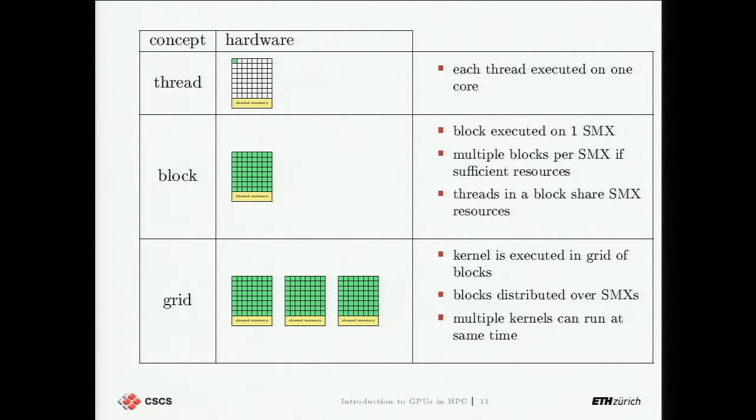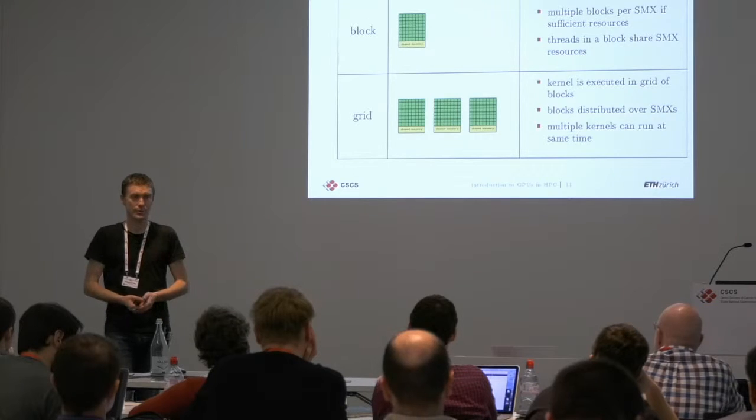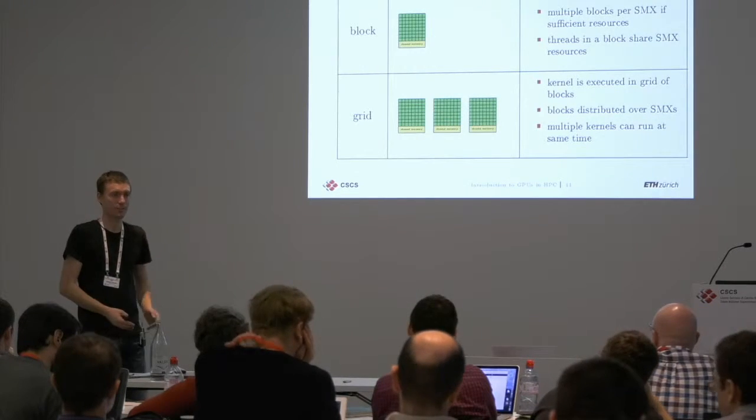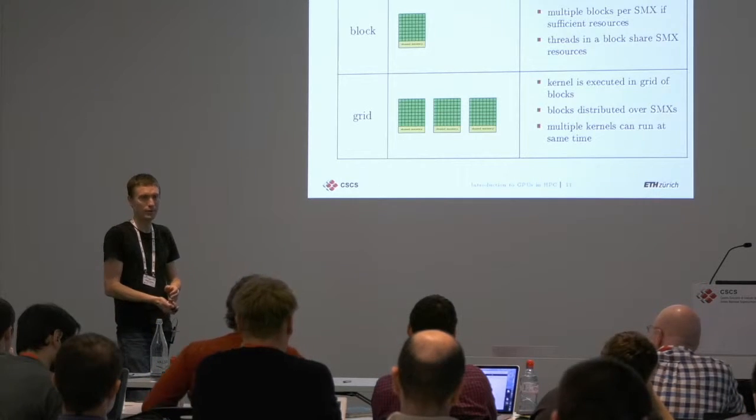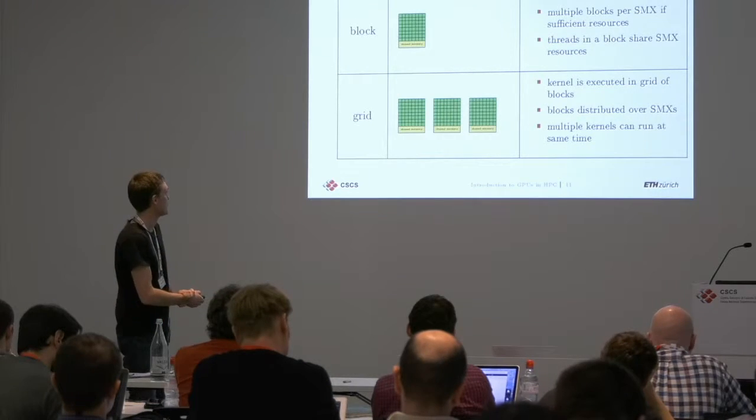So we start with a thread. Then we have a thread block which runs on a single SMX. And then we have a grid of thread blocks which may or may not be distributed over multiple SMXs. And so we execute our kernel on a grid of blocks, and it's important to note that we can have multiple kernels running at the same time. So if your kernel is only using half of the resources on the GPU, and you've got another kernel that you've said can run at the same time, the runtime will attempt to execute both kernels at the same time on the GPU.